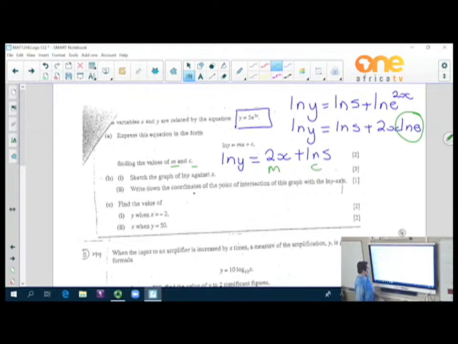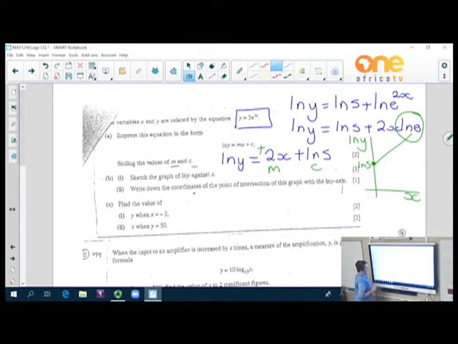Then sketch the graph of ln y against x. So now look at this one. Let's first look at the axis. x is the index, which means only this axis will be lned. And where does it cut the y-axis? Here at ln 5, isn't it? ln 5, that's where it will cut it there. The gradient is positive, so my graph is going to look like that. Drawing it with a positive gradient.